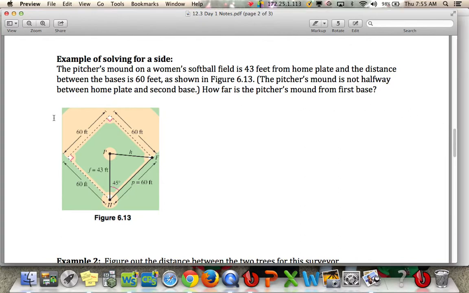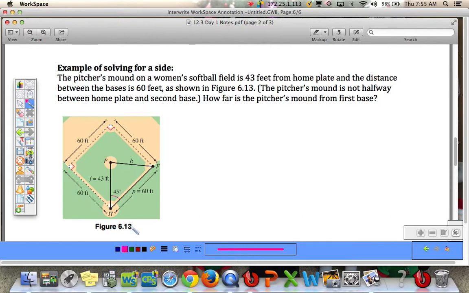So let's just label everything here. It's kind of labeled for you, but I'm going to relabel it. I'm going to call this angle A right here. I'll call this angle B, and this angle C. And we have two sides. Side C right here is 43, and side B is 60. So our goal here is to find the distance between home plate and first, and we'll call that side A.